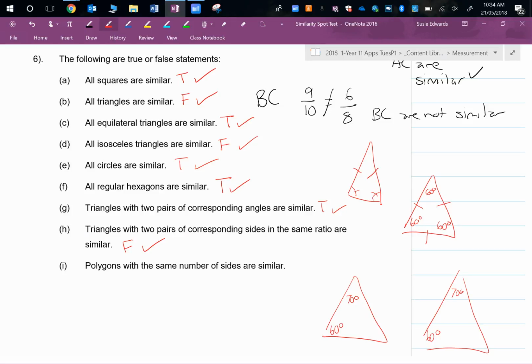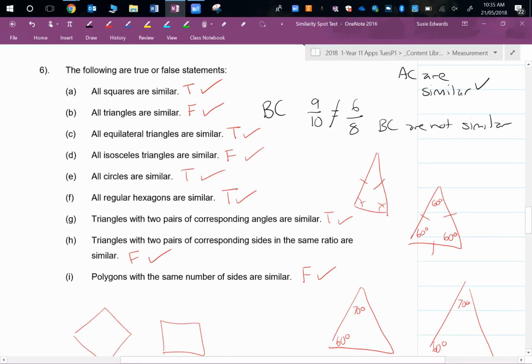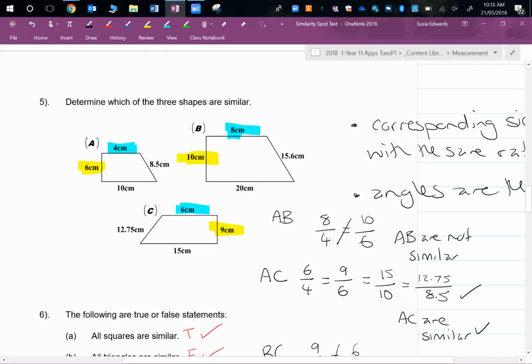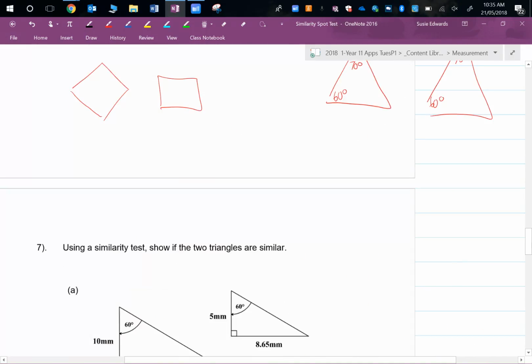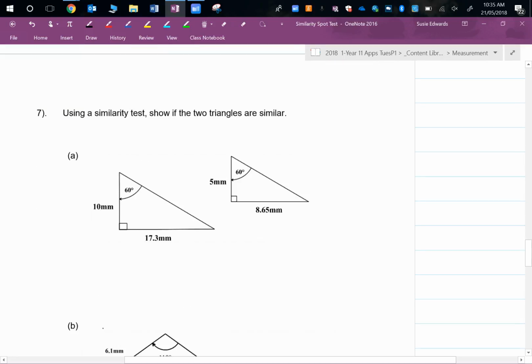Polygons with the same number of sides are similar. It's false because we don't know they're regular, because a polygon, like a pentagon, for example, could look like this. Hang on, let's not go to a pentagon. A kite could look like this, which is a polygon. And then that's still the same as a polygon is also a square. So false. All right, so that question, 1, 2, 3, 4, 5, 6, 7, 8, 9, 10, 11. That page is out of 11. Can you give yourself, I'll give your person a mark out of 11, please.